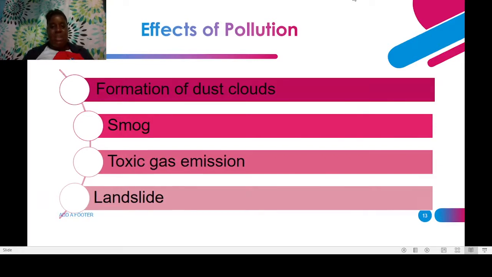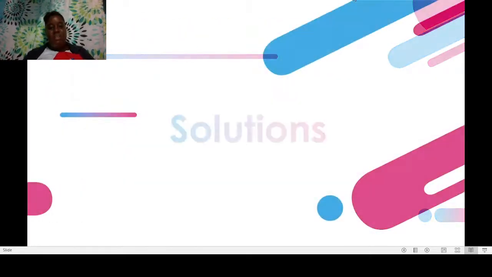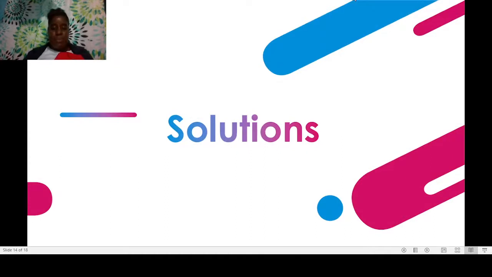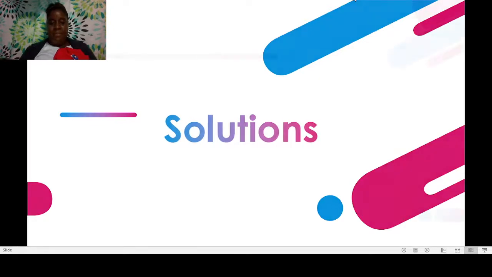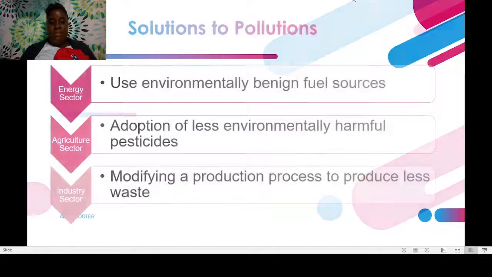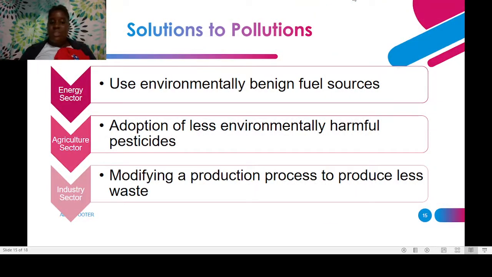Next, we are going to look at solutions for pollution. And when we say solutions, we mean things that we can do to prevent or stop pollution from occurring. Now, some solutions to pollution, I would have classified them into 3.